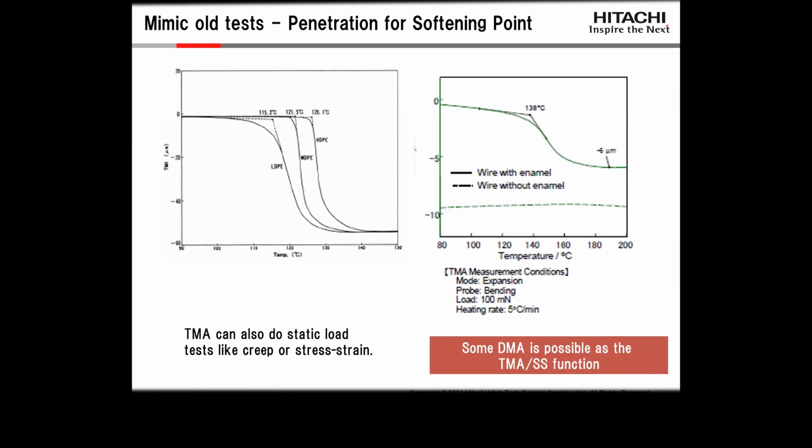Okay. So one of the other things we can do is mimic old tests. If you are working with data that goes back 50, 60, 100 years, like a lot of people in the polymer industry do, some of your data uses a penetration test for softening point or a flexure test. And you can do that here. And you get numbers that are very similar to the glass transition, but you do it by penetrating the material with a probe and seeing how quickly the material softens enough that the probe under a certain load can get through.